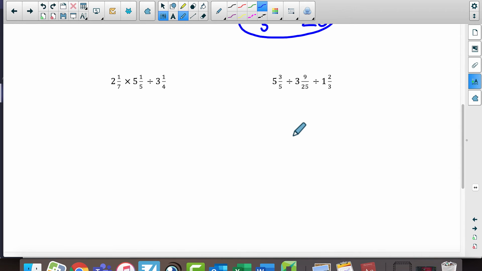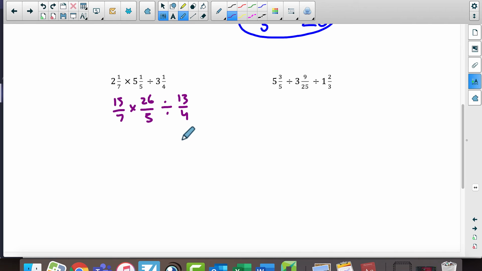Okay, here's a couple tricky ones here. So the first thing I'm going to do here, I have some multiply and some division. But whether you divide or multiply, you need to have them all in improper form. You can't have any mixed fraction. So let's switch them all to improper form. 2 times 7 is 14, plus 1 is 15 over 7. Times 5 times 5 is 25, plus 1 is 26 over 5. Divided by 3 times 4 is 12, plus 1 is 13 over 4.